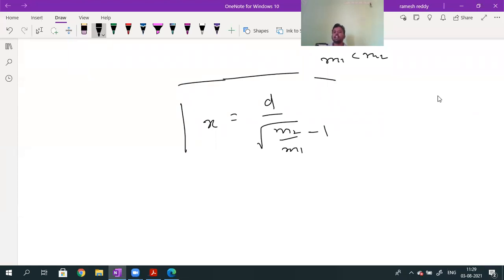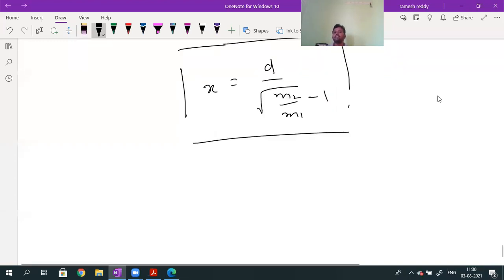Whenever we consider unlike poles, where will you get the null point? The null point will be obtained outside. So once again, the null point will be obtained outside. The x value will be given by d divided by root over m2 by m1 minus 1. Okay? Is it okay?